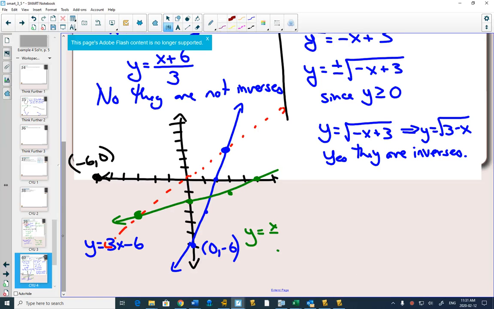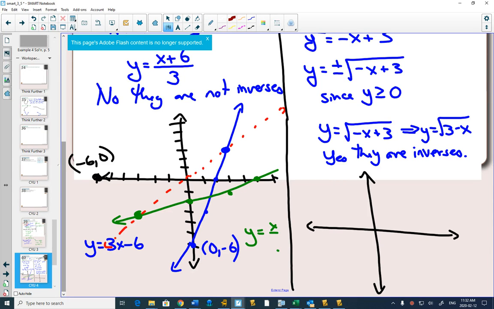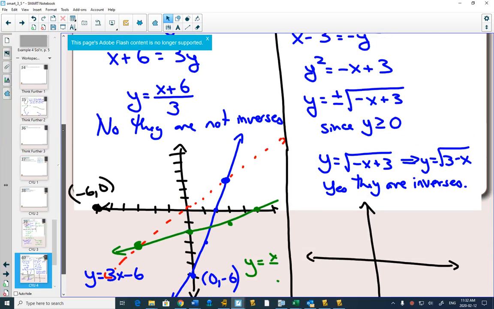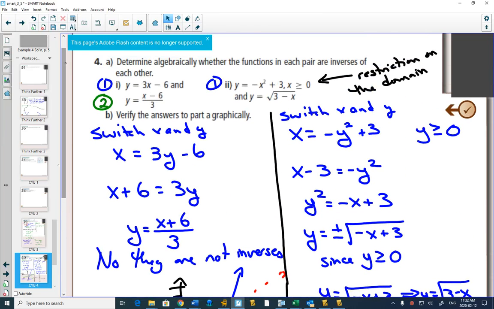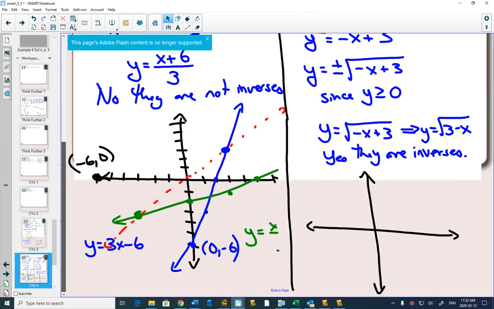Now graphically, let's look at the graphs. Again, I'm going to color code them. I don't know if I labeled. I'll label the second one in green again. We're going to start by graphing negative x squared plus 3 with the domain restriction as x is bigger than or equal to 0.